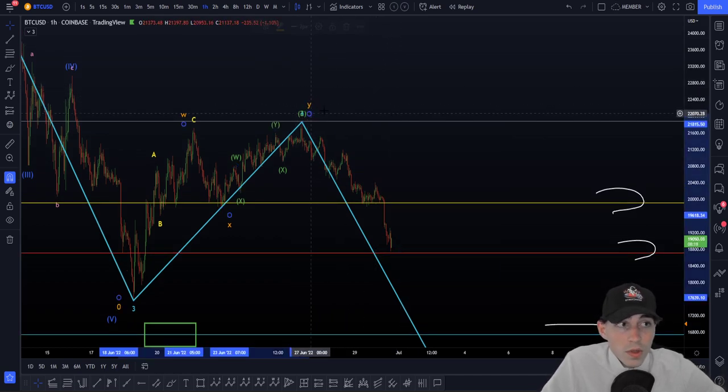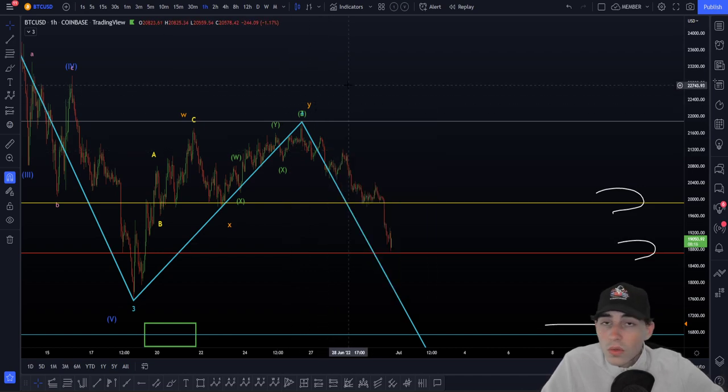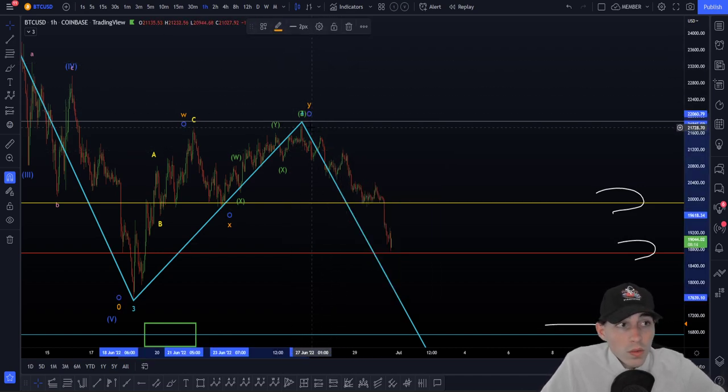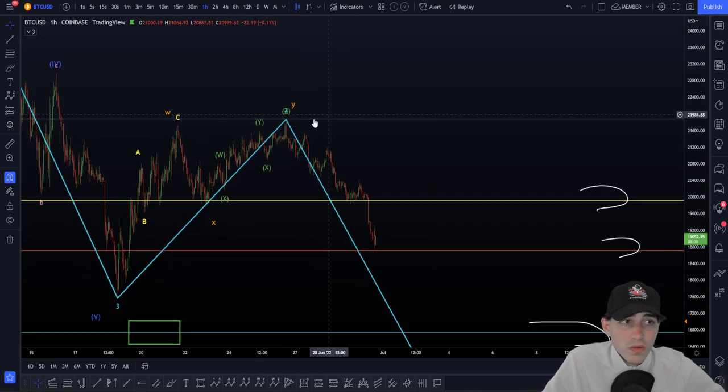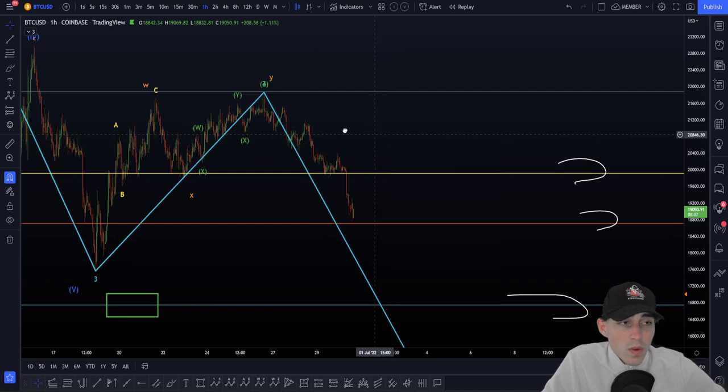So we have done this double XY here. We could do a bigger triple to push out to the target plan, but we didn't, because it was good to short here. So we did a nice move to the downside from here. Now the question is, what wave do we have at the moment?